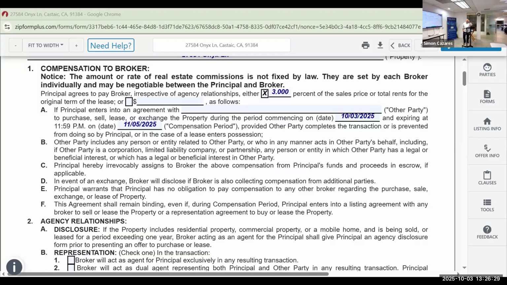All right, section 1B. Other parties include any person or entity related to other parties or who in any manner acts on the other parties' behalf, including if the other party is a corporation, limited liability company, partnership, any person or entity. That answers investment properties. Okay. Principal hereby assigns the broker the above compensation from principal's funds and proceeds in escrow. So it's already giving an illustration that we are going to be compensated for services rendered, right? Depending if we have an agreement or not have an agreement, all right?